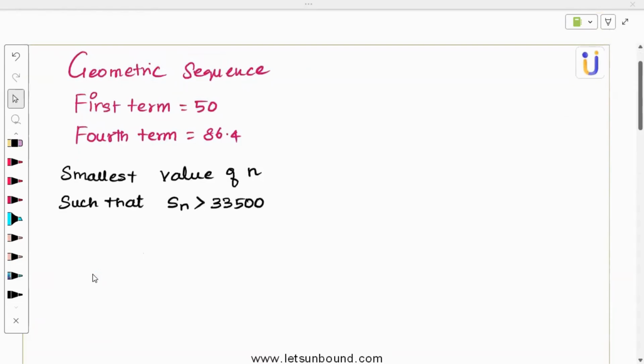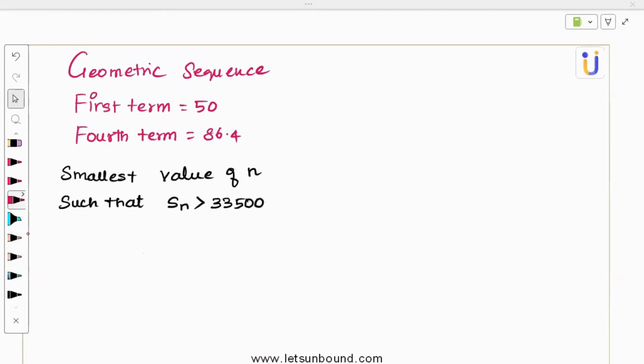So we are going to discuss the third question of this series. This is a sequence and series based concept. A geometric sequence is given to us. First term is 50, fourth term is 86.4. We need to find the smallest value of n such that Sn is greater than 33,500. Sn means the sum to n terms of a geometric sequence. So let's go with that.